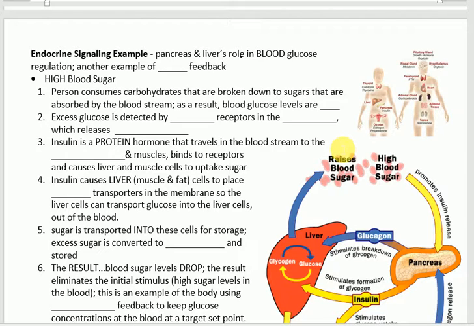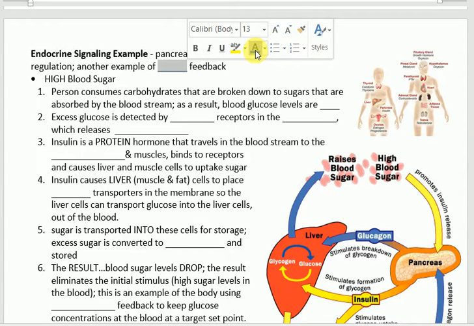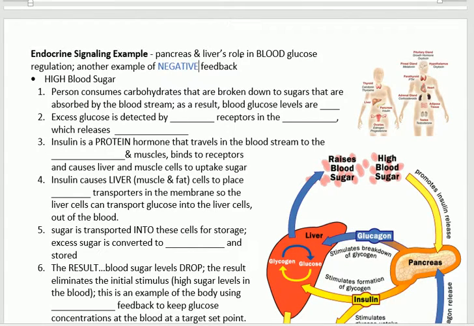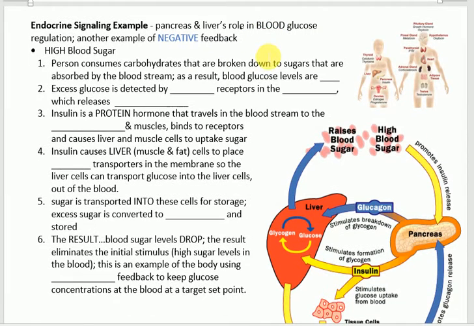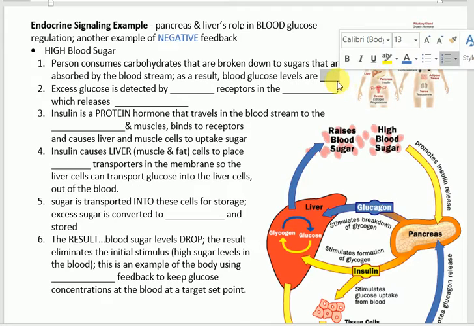Okay, so then we have an endocrine signaling example. So the pancreas and the liver's role in blood glucose regulation is another example of negative feedback. Now, there are lots and lots of endocrine signaling examples, and again, my recommendation is that you focus on one, and I'm going to choose to focus on the liver and the pancreas here. So, when there is high blood sugar, a person consumes carbohydrates, they're broken down into sugars, and they are absorbed by the bloodstream. And as a result, the blood glucose levels are going to be high.